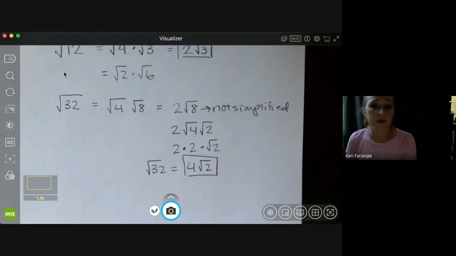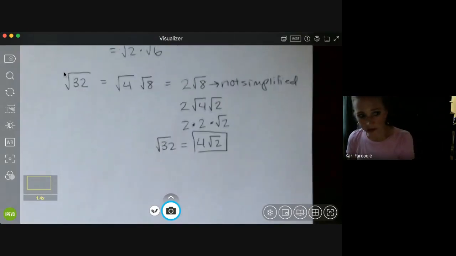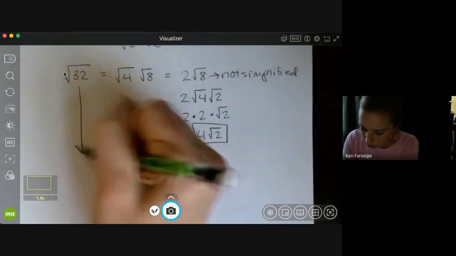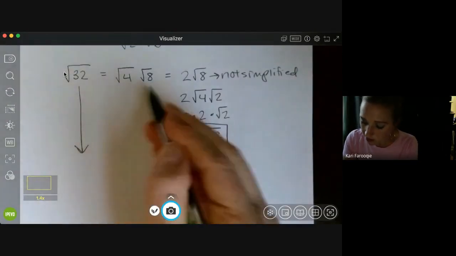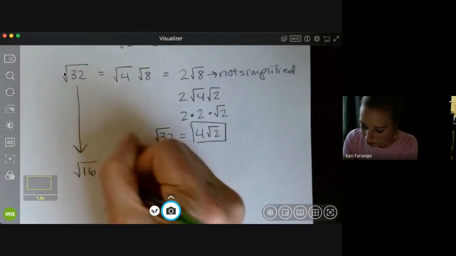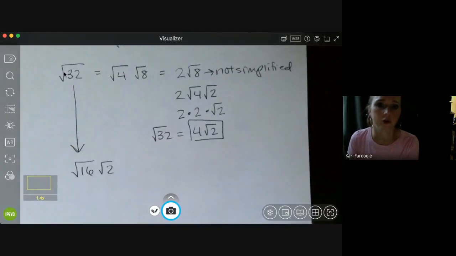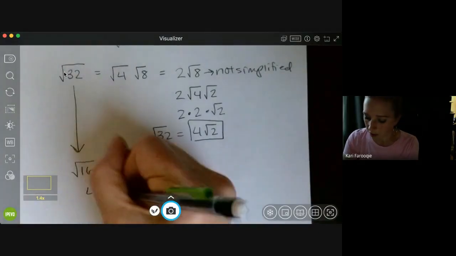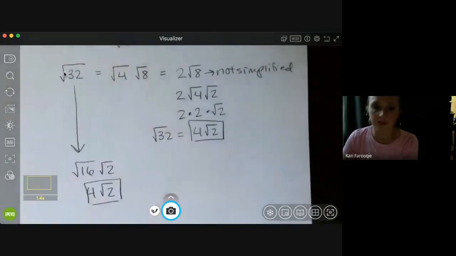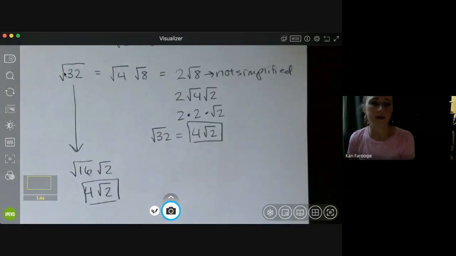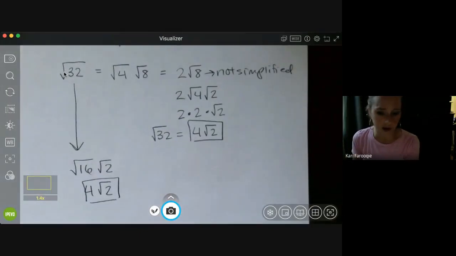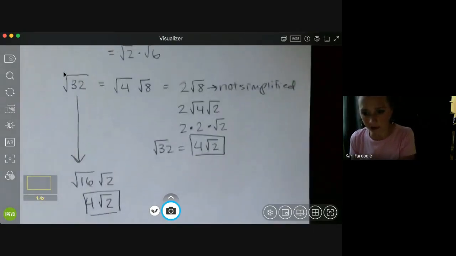This is how you would simplify the square root of 32. Now, one way that you can get around that is by saying that you can rewrite the square root of 32, instead of using 4 and 8, use 16 and 2. That will get you there much faster. So what you're really going for is finding the largest perfect square factor. So that's my very mini tutorial on simplifying radicals.